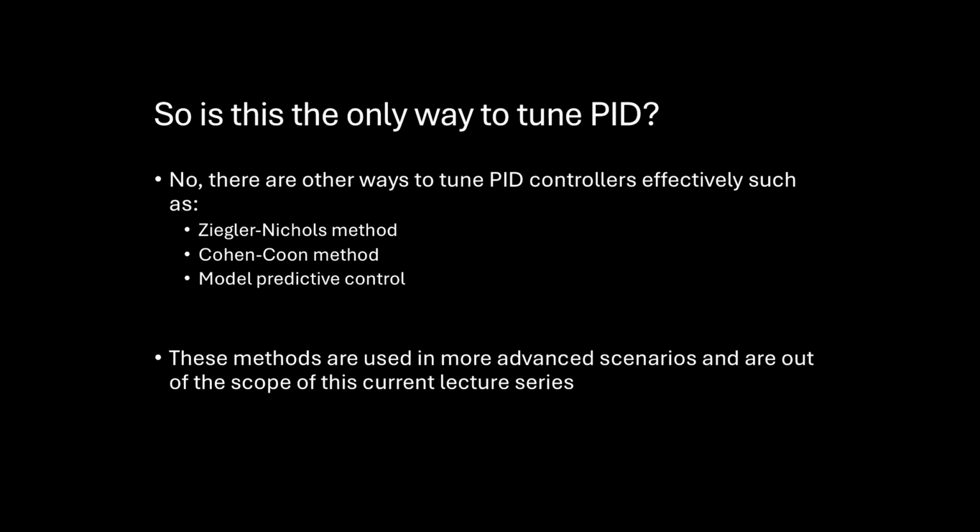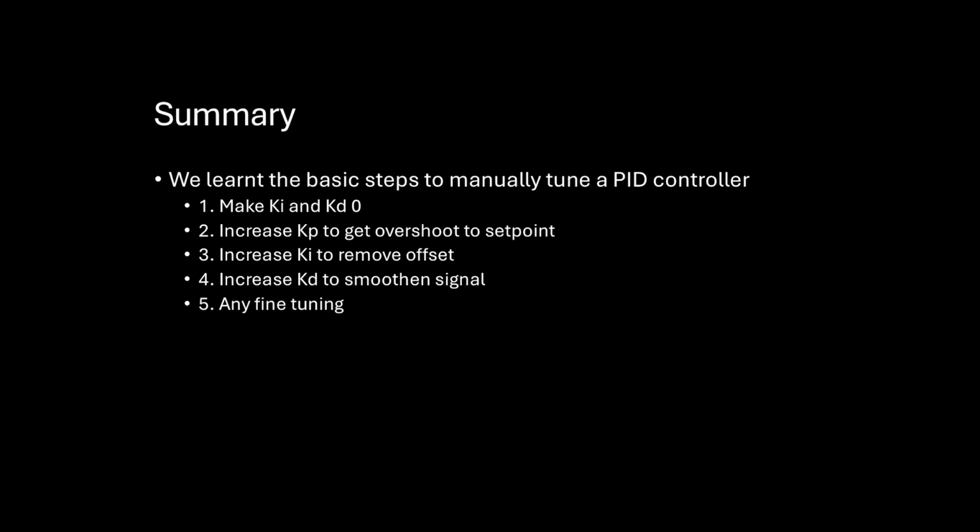To summarize, today we learnt the basic steps to manually tune a PID controller. Number 1, make Ki and Kd 0. Number 2, increase Kp to get overshoot to the set point, and remember that creates a little offset for our signal. Number 3, increase Ki to remove that offset. And number 4, if you need to, increase Kd to smoothen the signal. And finally, if you would like, do any fine tuning you want. Maybe you want a faster or slower system. Whatever you need, you can do any fine tuning.